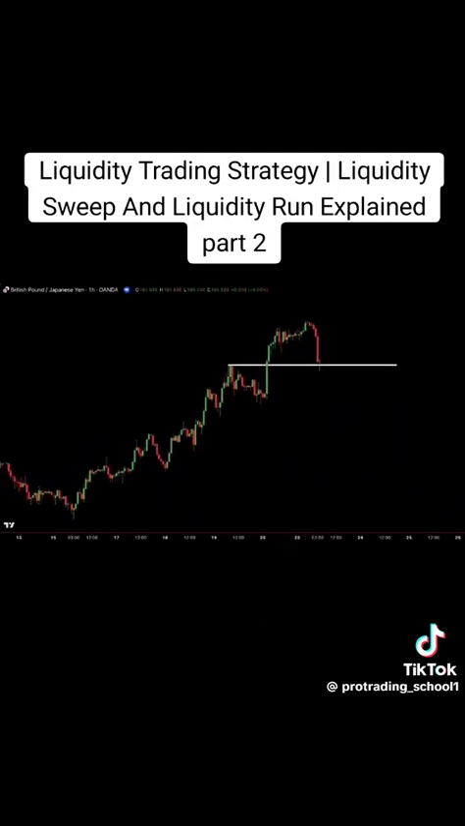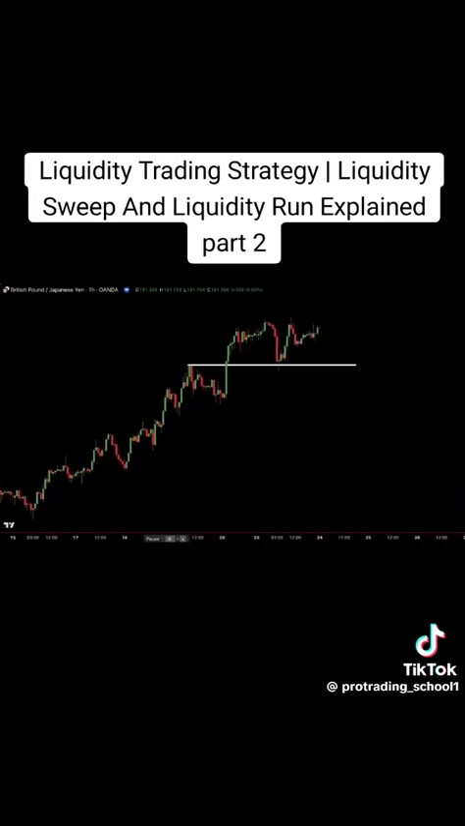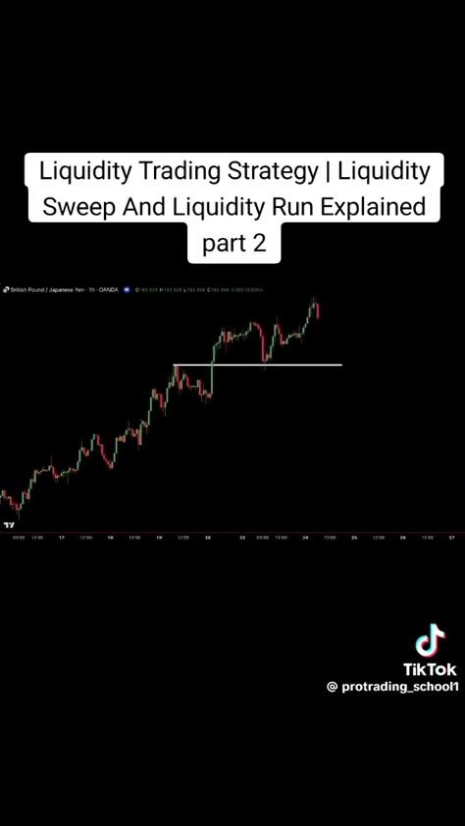Price retraces back into this new support, briefly breaks below the level, and then closes back above it. This behavior is a textbook bullish liquidity run. It shows that institutions temporarily pushed price below support to collect liquidity before driving the market higher. Immediately after the liquidity run forms, price continues upward, creating another impulsive move and extending the uptrend with new higher highs and higher lows. Now that you know how to identify liquidity runs, let's move to liquidity sweeps.